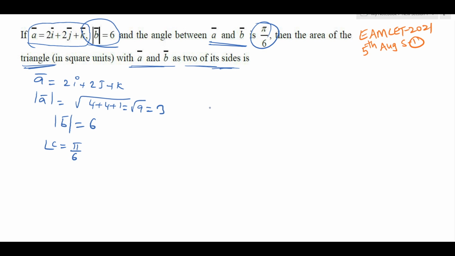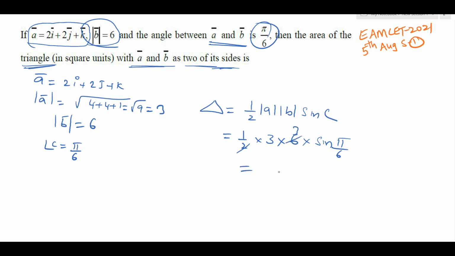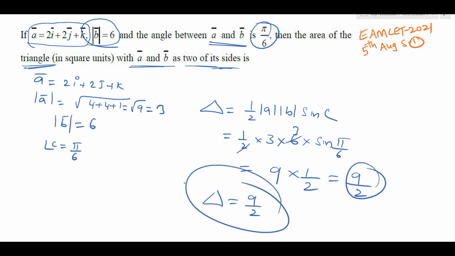Now find the area of the triangle. Delta is equal to half of mod a mod b sine c, that is equal to half into mod a, that is mod a value is 3, mod b value is 6, and sine c, this is sine pi by 6. Here 2 threes cancel, that is 3 into 3 is 9, into sine 30, this is 1 by 2, that is equal to 9 by 2. Therefore delta is equal to 9 by 2. This is the area of the triangle.